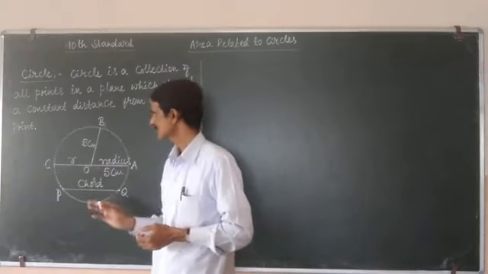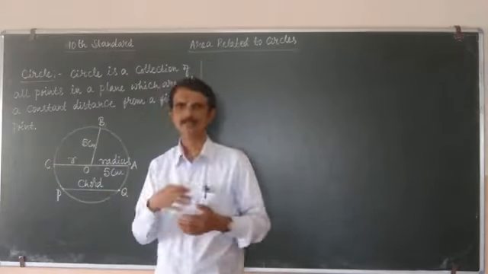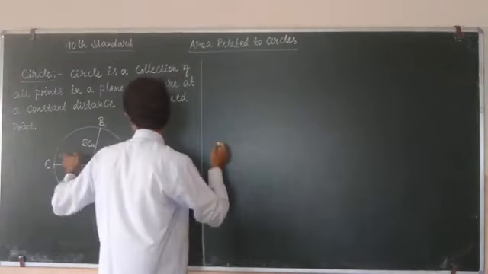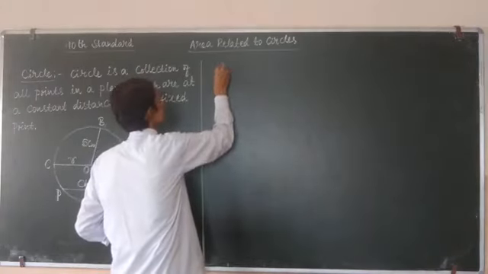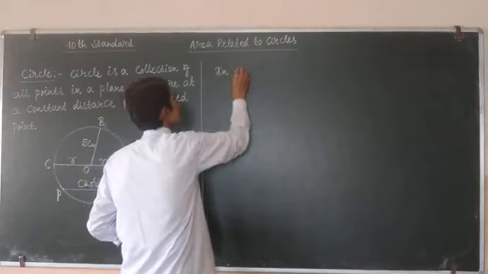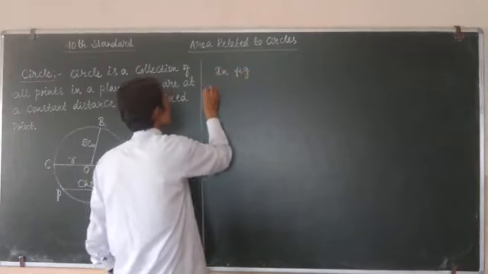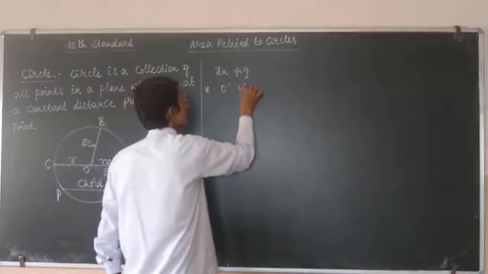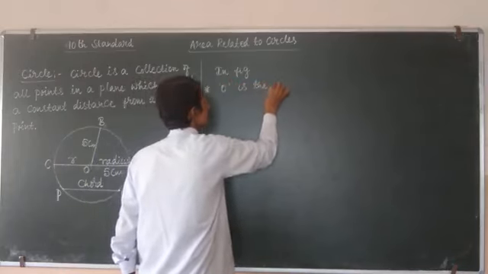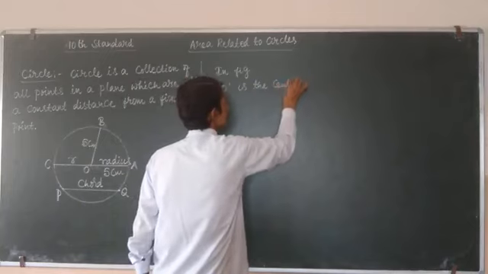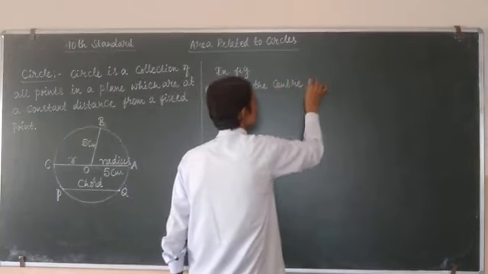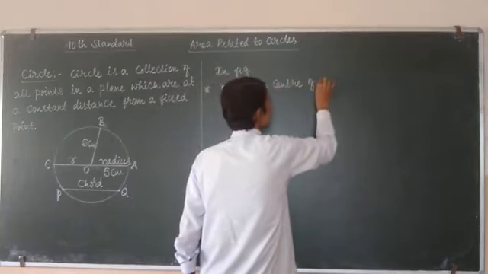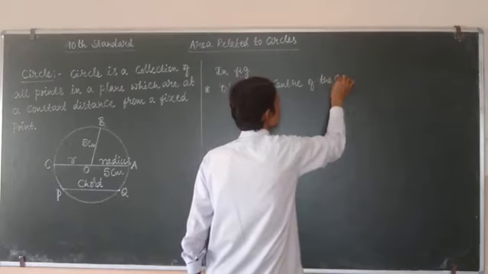Okay, students. Now we will name the parts one by one in the figure. The first point is O, which is the center of the circle.